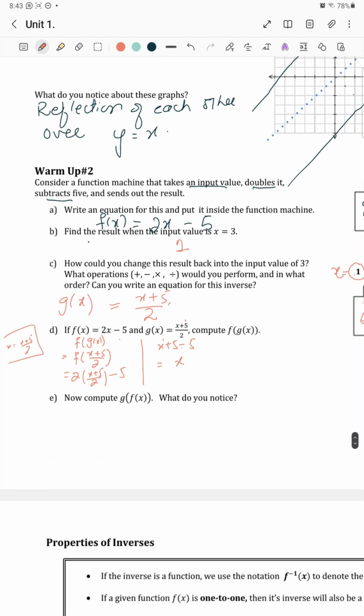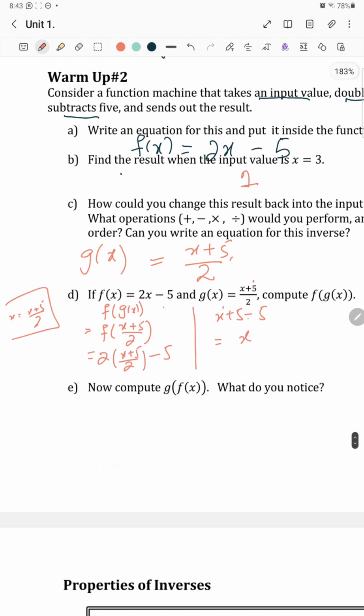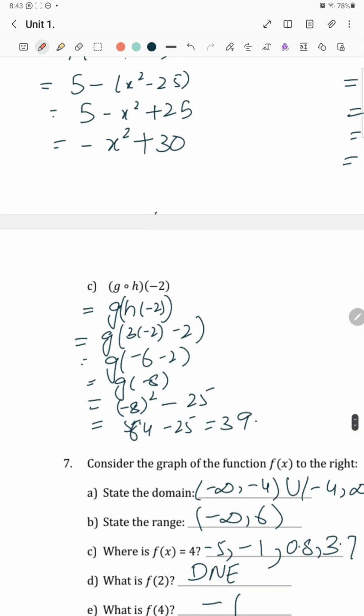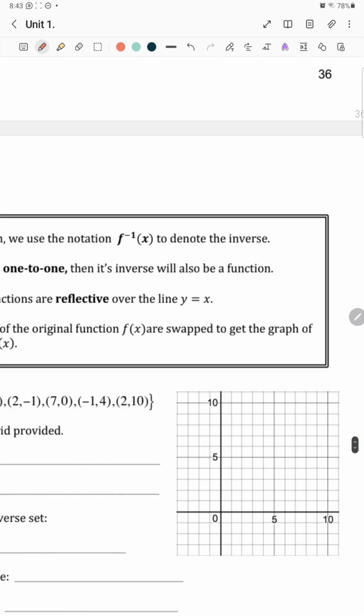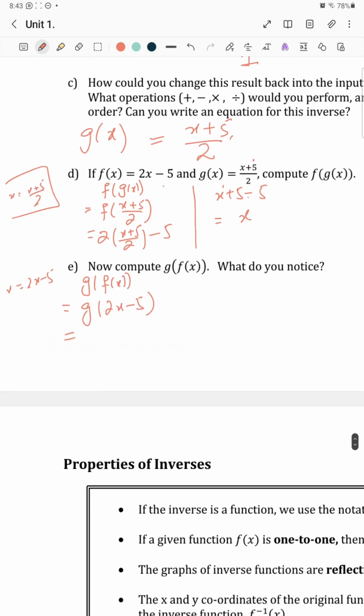So now compute g of f of x. g, what is f of x? 2x minus 5. So now the new x is equal to 2x minus 5. So it's g of that, and g of x is x plus 5 divided by 2. What is it? 2x minus 5 plus 5 divided by 2.